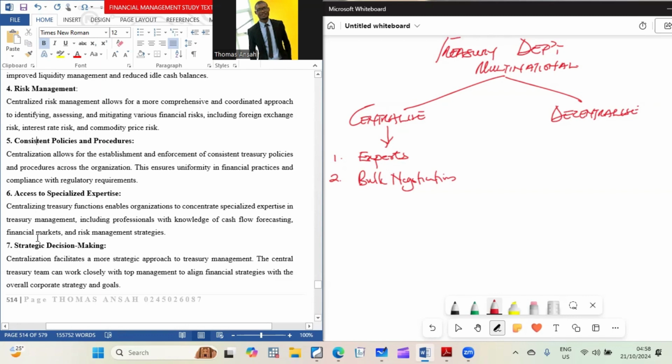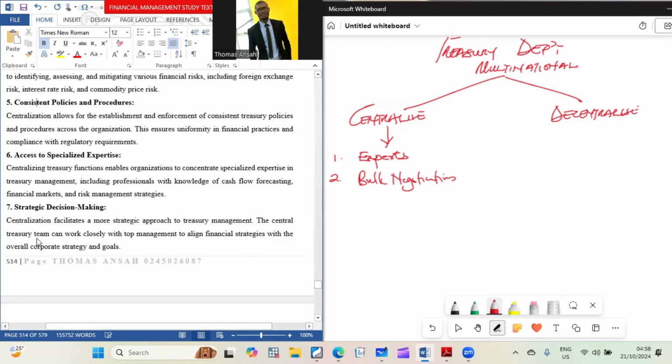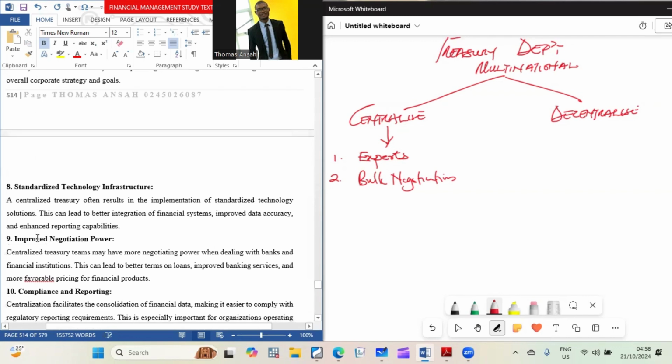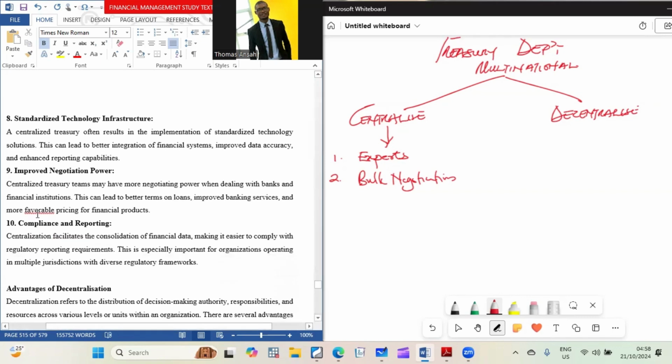That's true. The head office is where we make strategic business decisions. All those things are there. Standardized technology infrastructure. All right. So that is there. It is assumed that head office has it all. You can also improve your negotiations, what I refer to as the bulk negotiation, and compliance too.